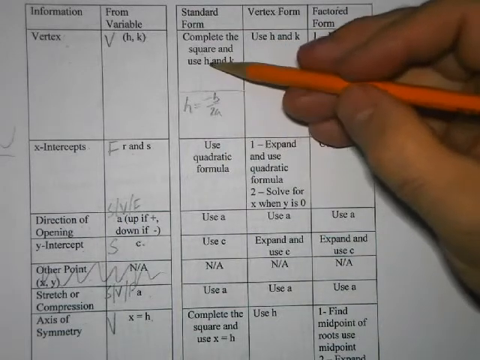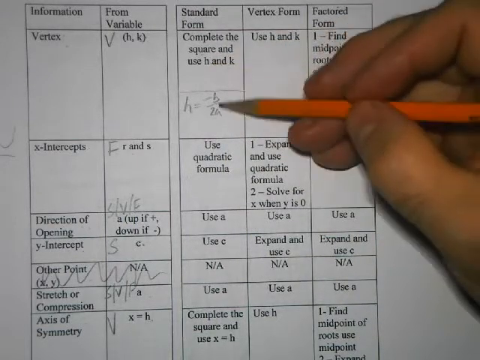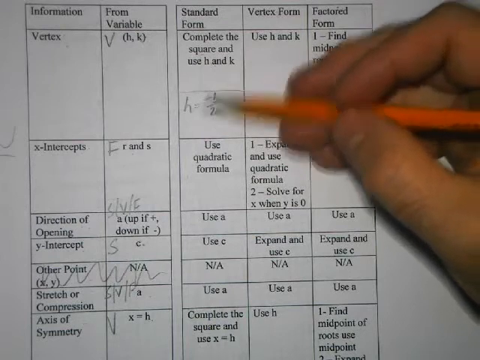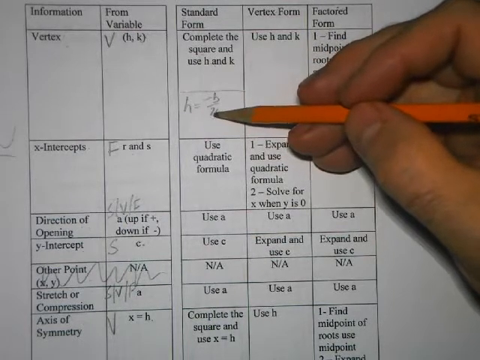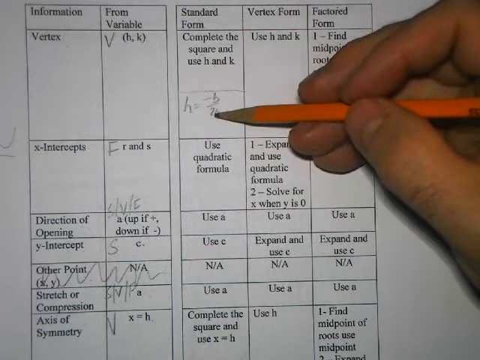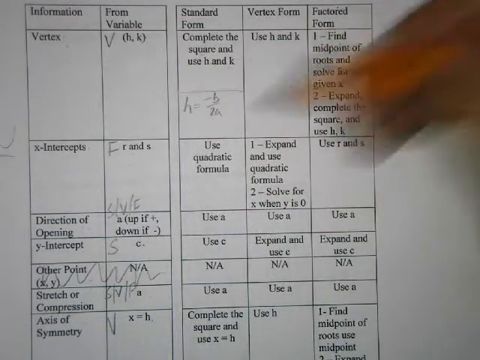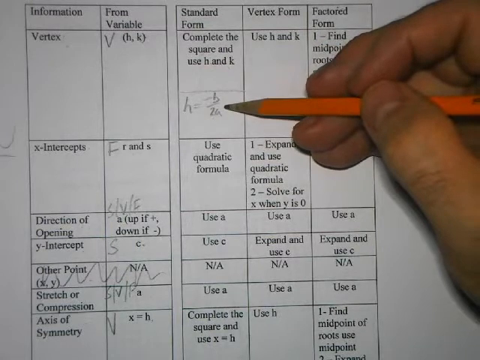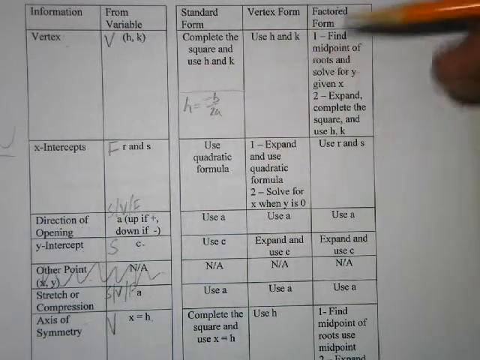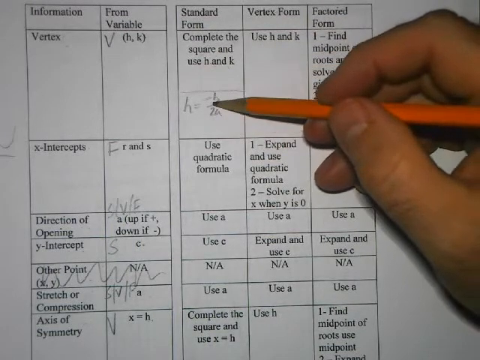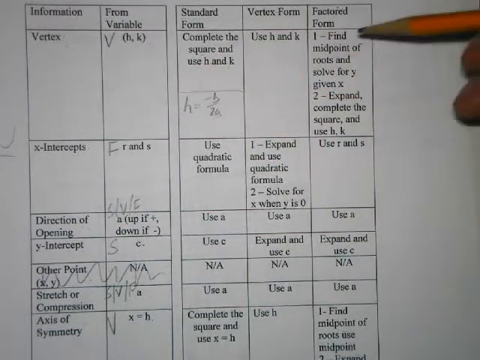Now that only gives you h. In order to get k, you'd have to plug this into your equation to find what y is. Sorry, what k would be. So it's a bit of work, but if you just need that value h, then that's how you would get it.